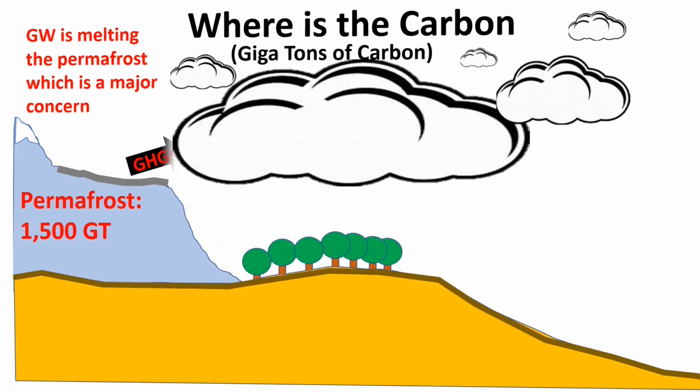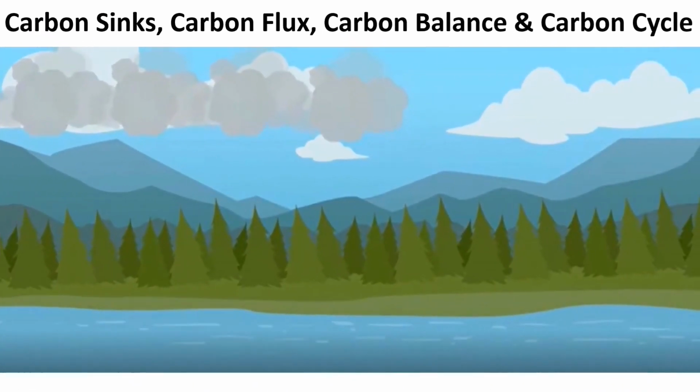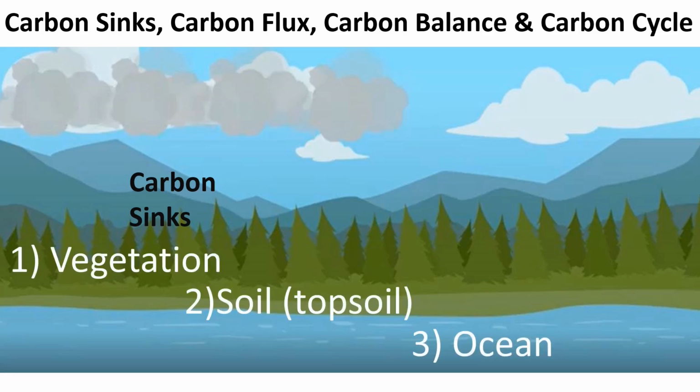Next, I would like to go over some key climate change vocabulary. First is carbon sink. There are three main carbon sinks that we need to know: vegetation, the soil, and finally large bodies of water like seas and oceans. Carbon sinks capture and release carbon.